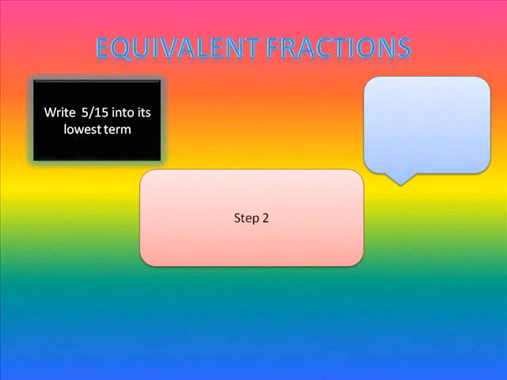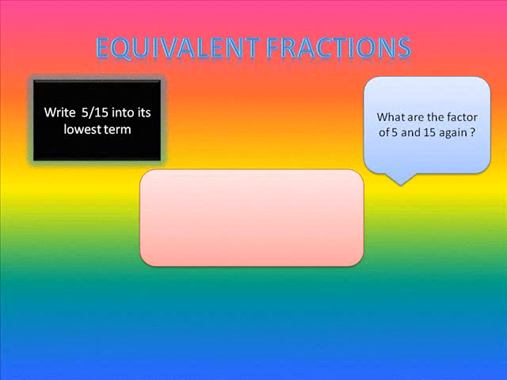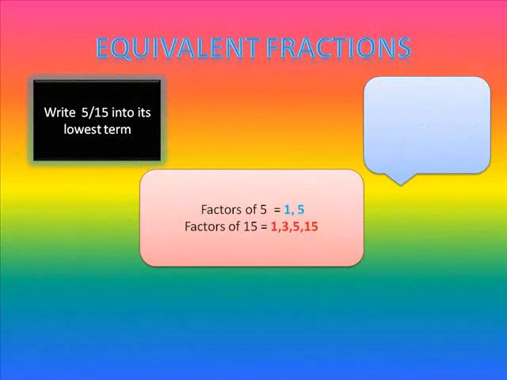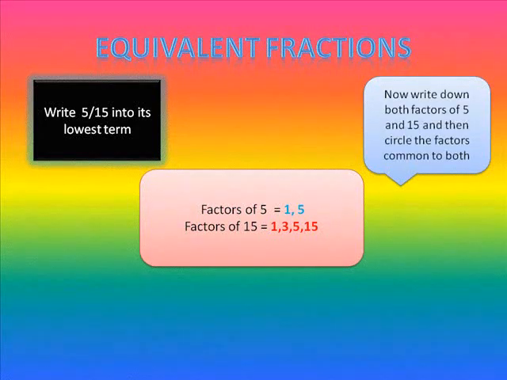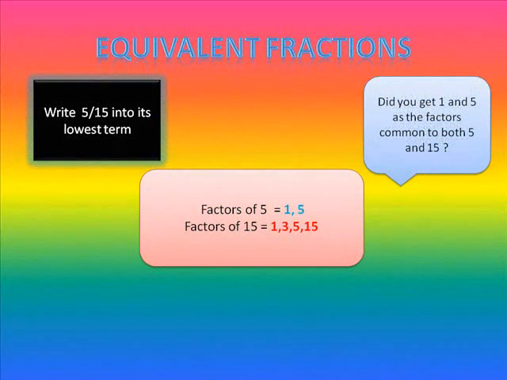Step 2. What are the factors of 5 and 15 again? Factors of 5 are equal to 1 and 5, and factors of 15 are equal to 1, 3, 5, and 15. Now write down both factors of 5 and 15 and then circle the factors common to both. Did you get 1 and 5 as the factors common to both 5 and 15?